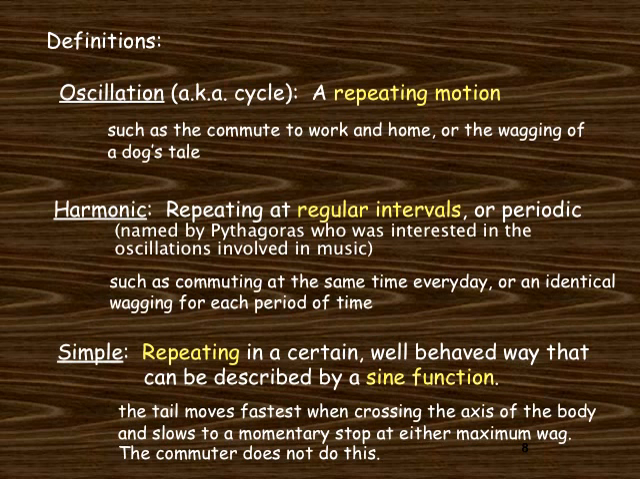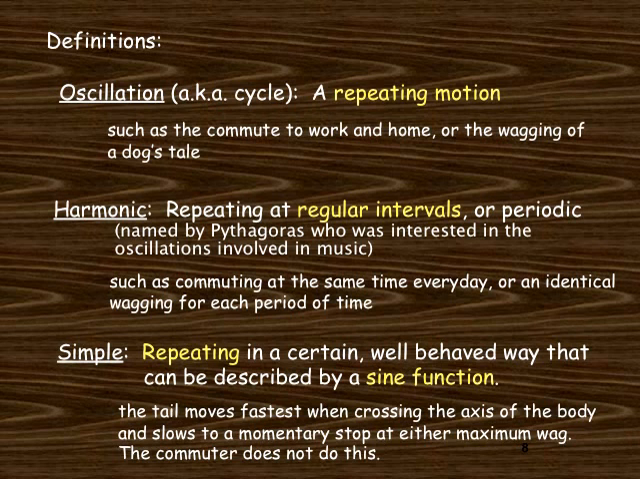What do we mean by a simple harmonic oscillation, or an SHO? It is repeating in a certain well-behaved way that can be described by a sine function. So if the tail moves like a pendulum, fastest when crossing the axis of the body at its lowest point, and slows down on its way up to the amplitude, where it's slowest, speed is instantaneously 0, and then swings back down to the lowest point where the speed is maximum, swings back up to the other amplitude, the other maximum angular displacement, the speed is instantaneously 0. That increase in speed and decrease in speed over and over again can be described by a sine function.